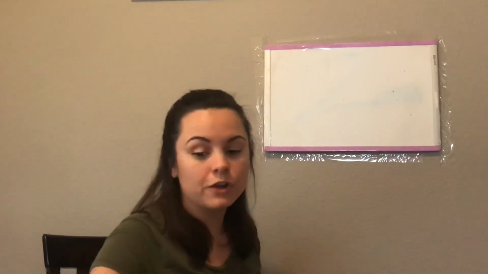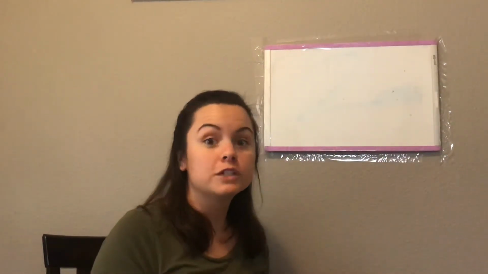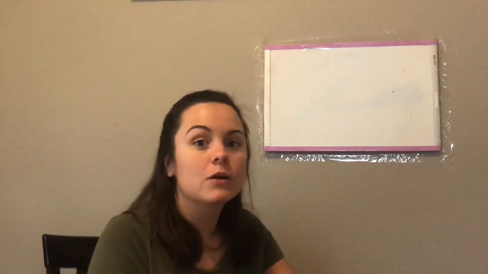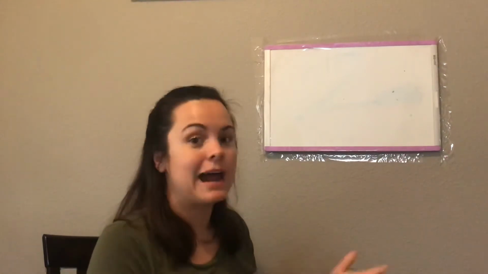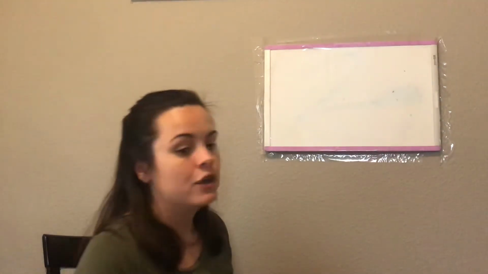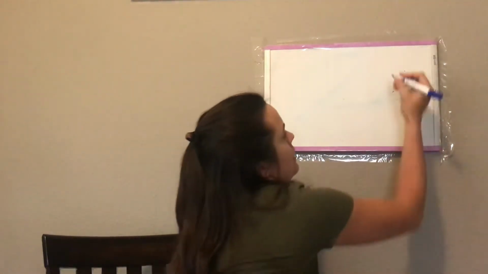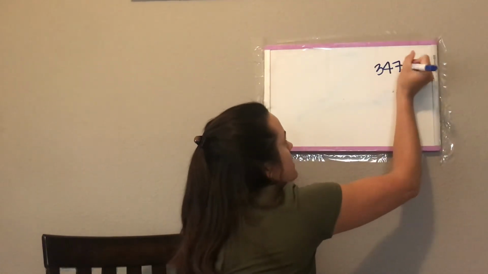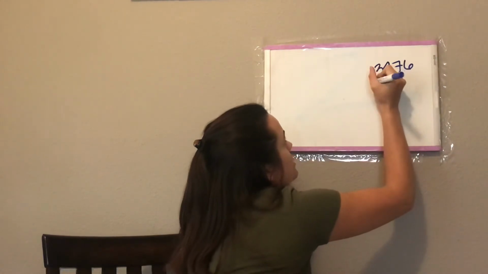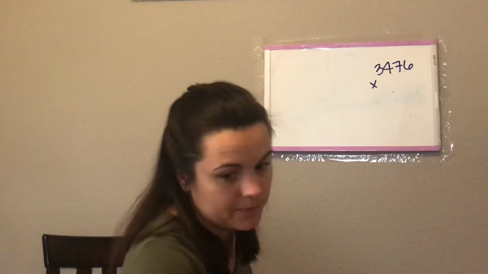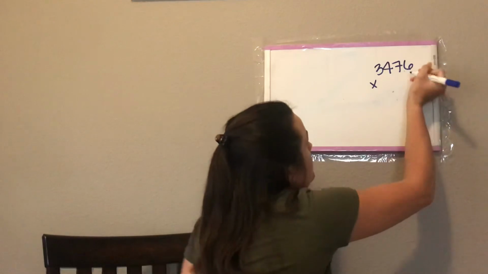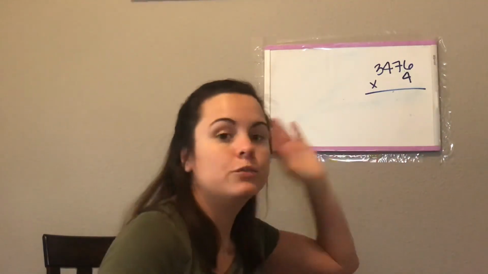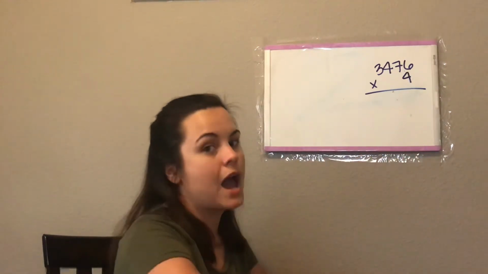So now we are going to go into a 4-digit multiplicand. And it's just like what we did with 2-digit and 3-digit. Now we're just adding in an extra number. So let's do 3,476. We'll do times 4. Alright, so before we solve this problem, we're going to do it as an area model.